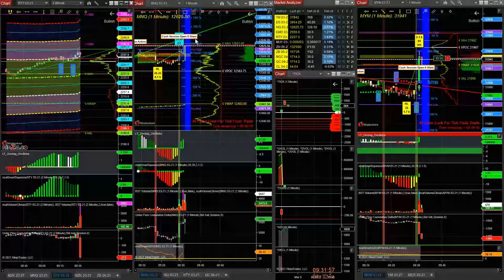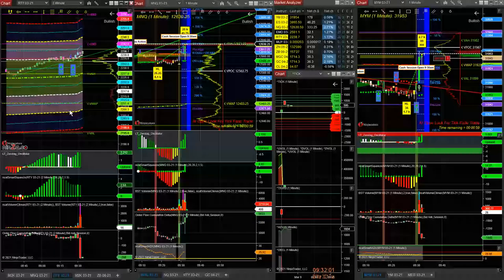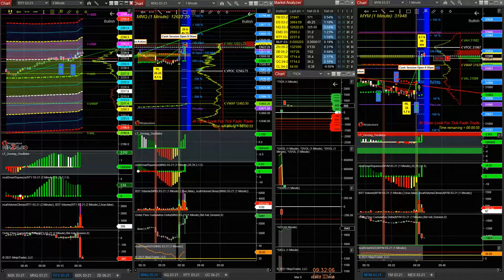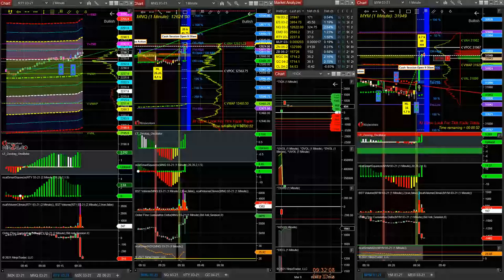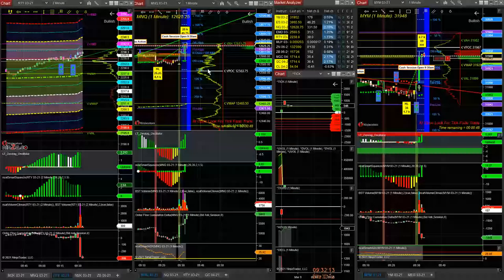So that was the play. Now they're going to make the move back up again. The tick fade was the drop. The tick fade worked better on NQ.